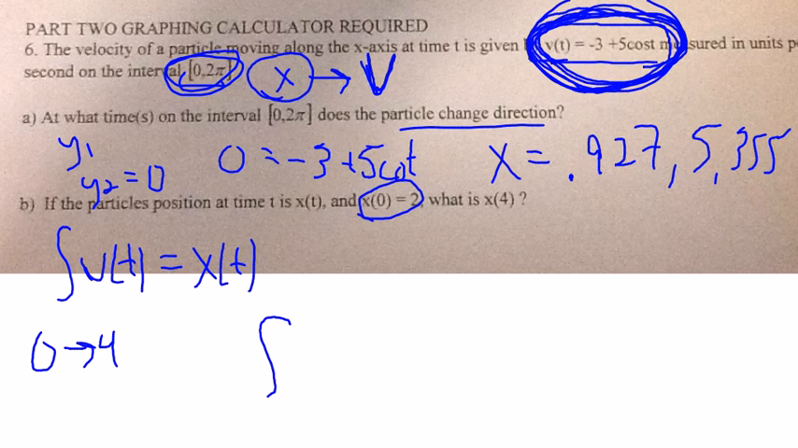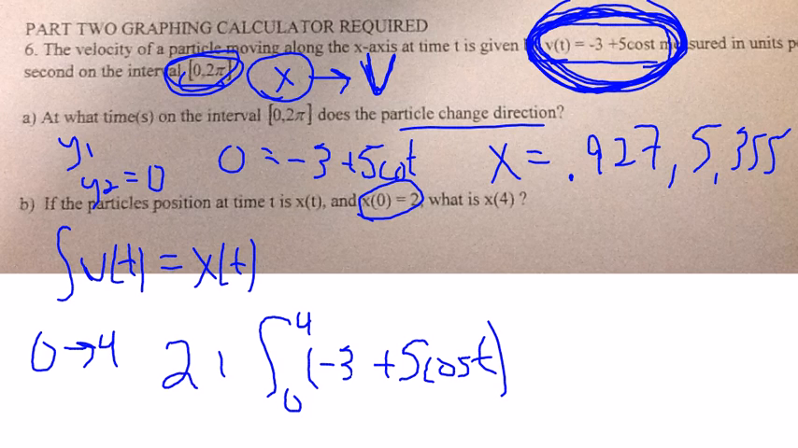So if I do the integral from 0 to 4 of v of t, which is minus 3 plus 5 cosine t, and then that's the distance traveled. I didn't type that right, hold on. That's what it's supposed to say: minus 3 plus 5 cosine t. If I add that starting point, then that gives me the position it's at after that amount of time. So I can write x of t is equal to that.